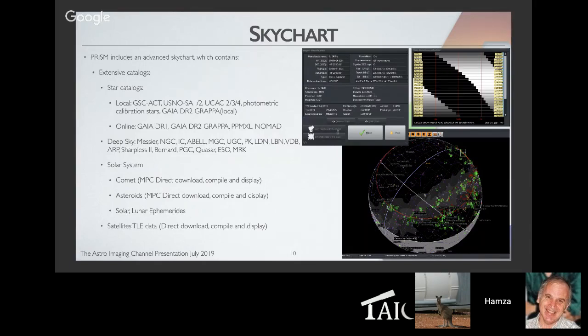You can then slew to the target, you can synchronize on it, you can download a DSS image of that to see what it looks like. Maybe it's a great nebula that you want to immediately slew to and start imaging. Same thing for the satellites. We can actually plot satellites around the trajectories if you're into satellites, and asteroids and comets are displayed as well.